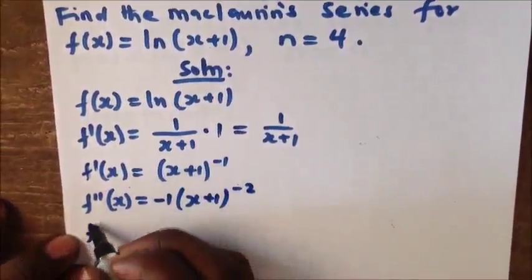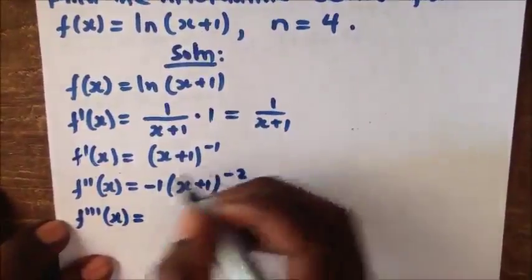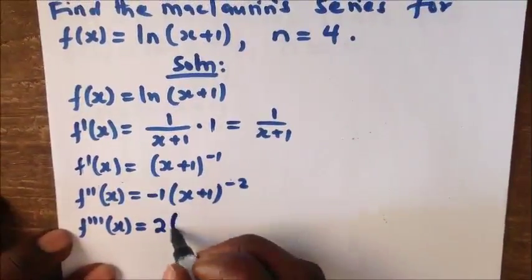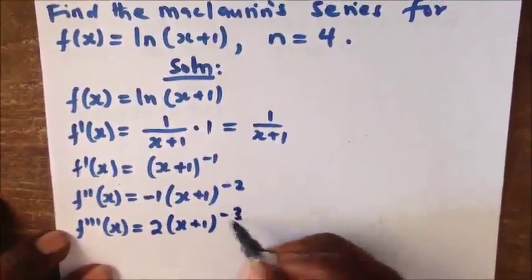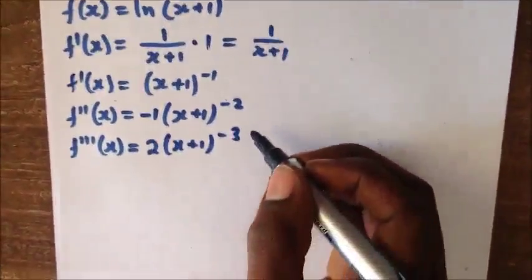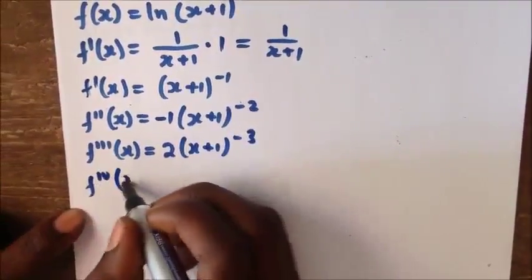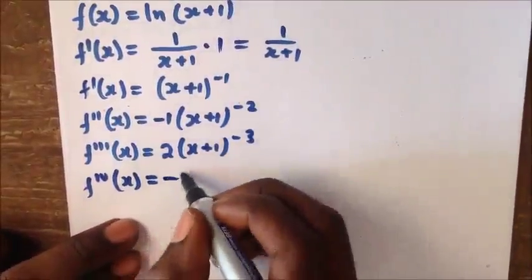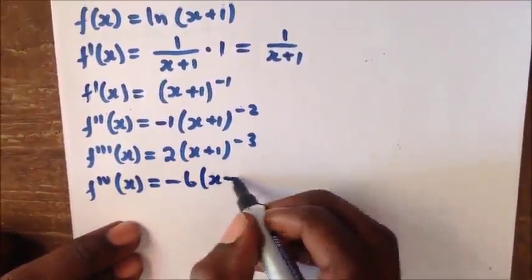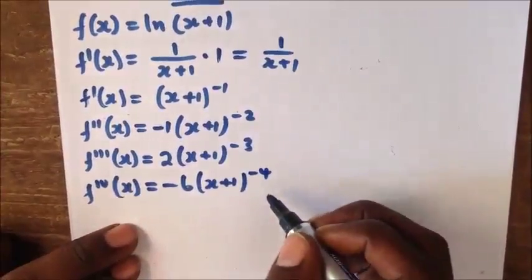Then the third derivative, f triple prime of x, is equal to minus 2 times minus 1, which is plus 2, into (x + 1), then reduce 1 from the power, minus 3. Then the fourth derivative of x is equal to minus 3 times 2, minus 6, into (x + 1), reduce 1 from the power, negative 4.